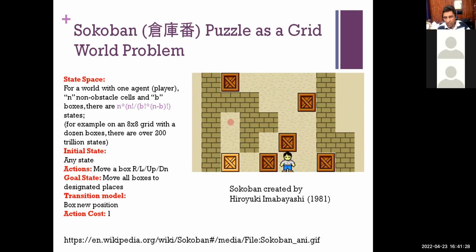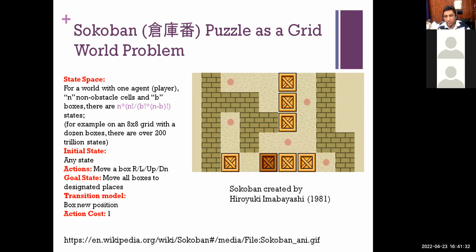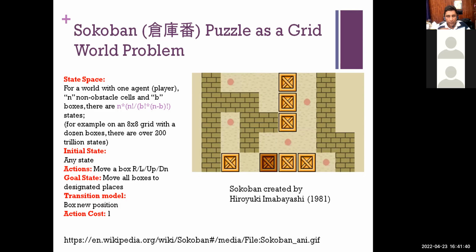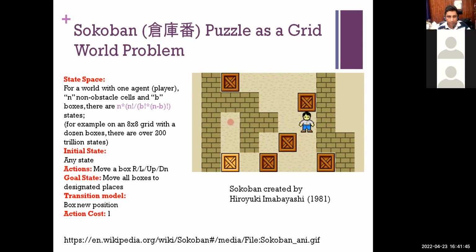So just even if it is an 8 by 8 grid, then you will have 200 trillion states. These numbers are huge. So that is why you cannot solve these puzzles exhaustively. You need to have some intelligent methods to reach the goal state.